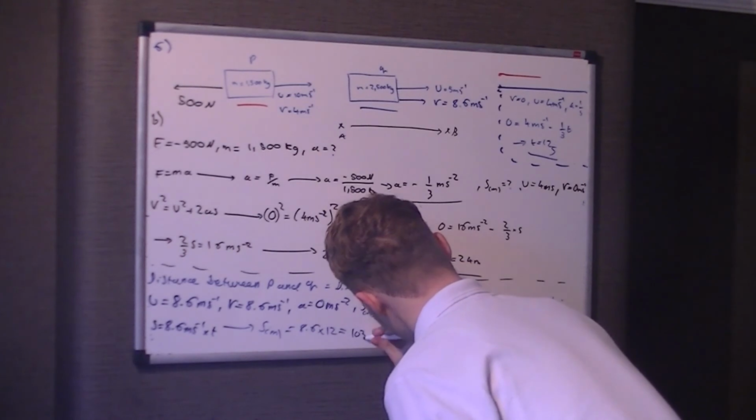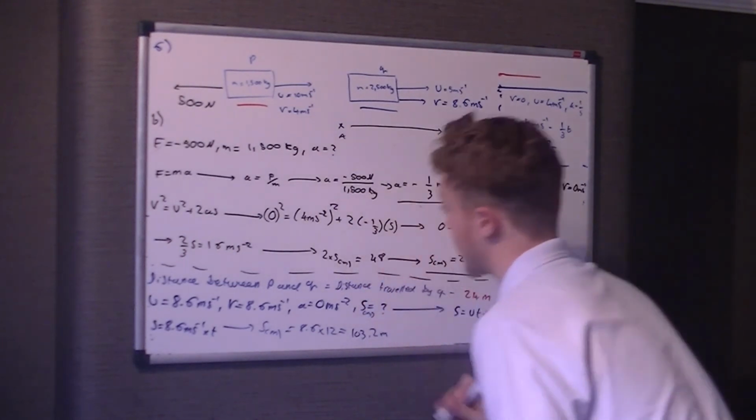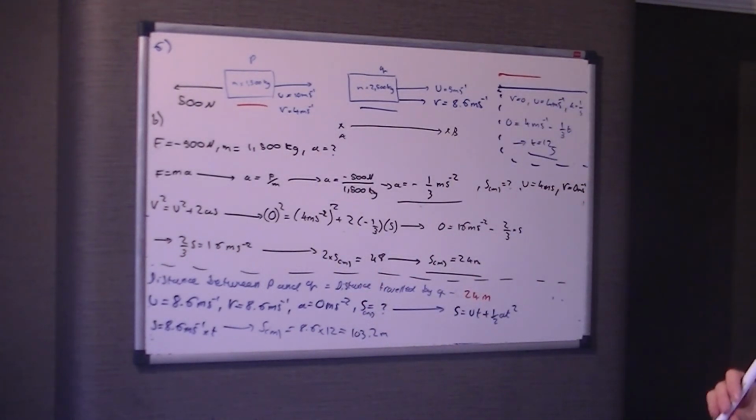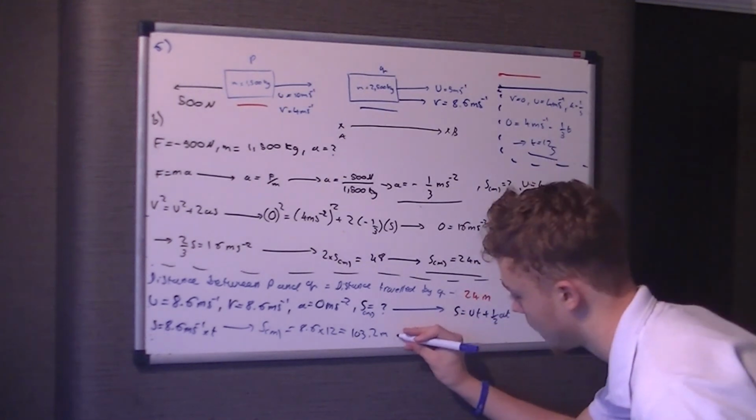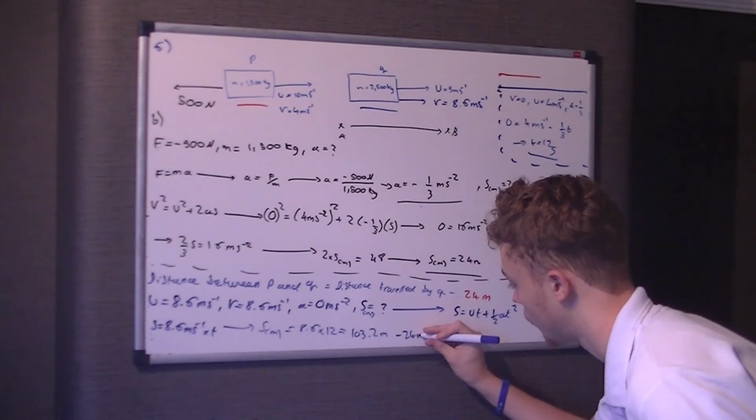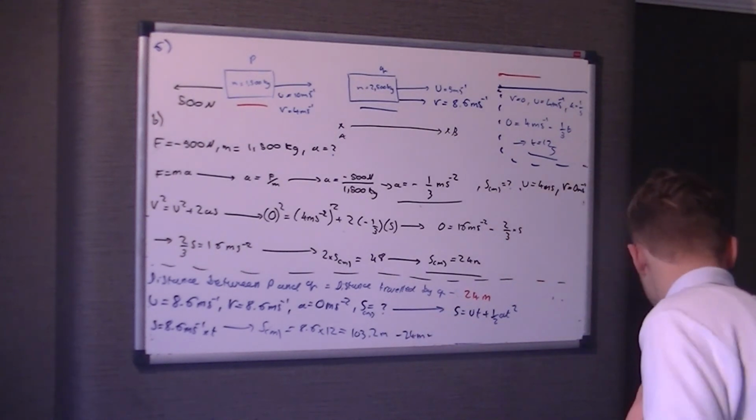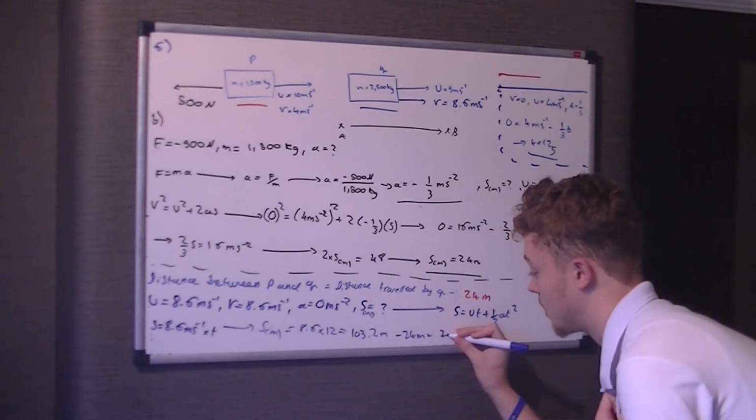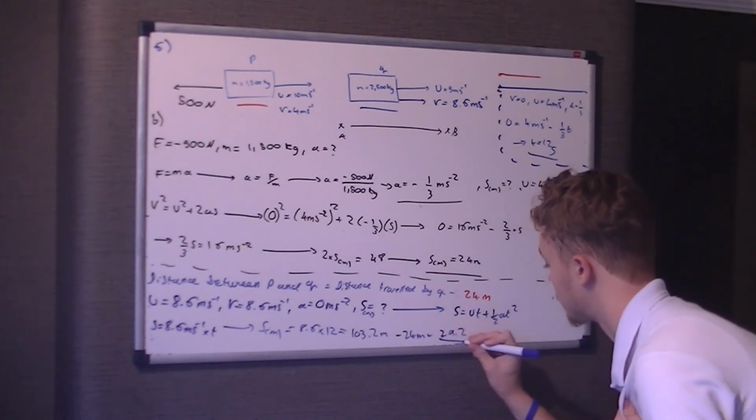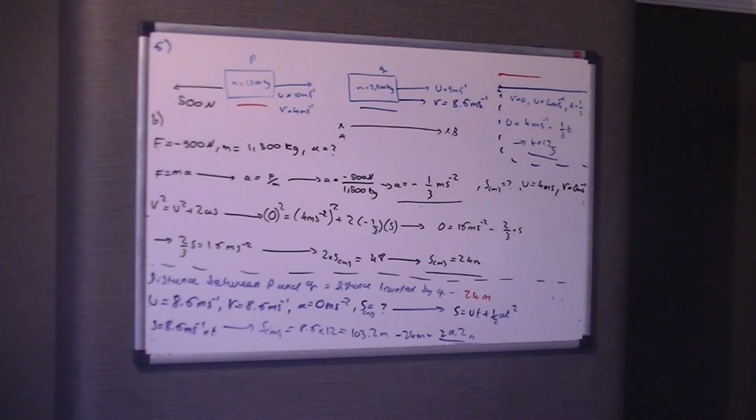103.2 metres, sorry. But that's not the final answer, that's how far Q has travelled. So if we put it into this equation above, we have to take 24 metres from that to get our answer of 79.2 metres as the difference. Okay, so that's how you'd work out that one. So sorry about that little mess up there. I'll leave that in just for your enjoyment.